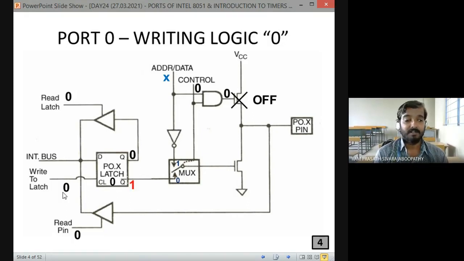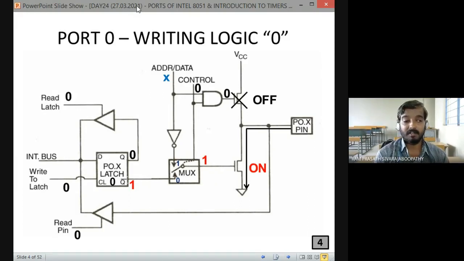So what about the condition of the lower FET now? Whether it is going to be on or off? Yes, very good. It is going to be on. If I say it is on, it is going to act almost as a closed path. So this pin is currently connected with ground. Is it clear to everyone?